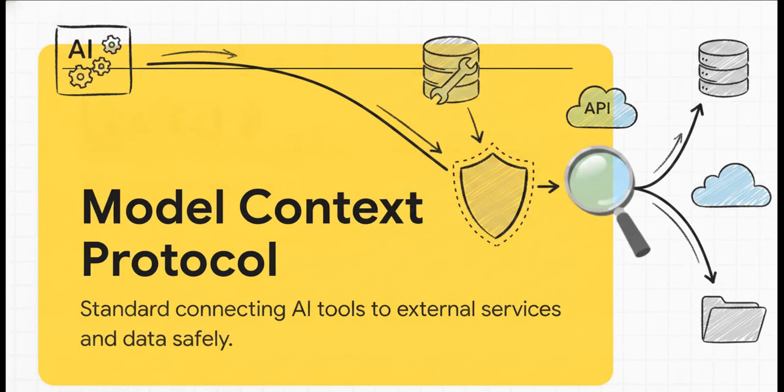But if you want to truly unlock that powerhouse potential, let me introduce you to the Model Context Protocol, or MCP. Think of MCP as the ultimate universal bridge. It's an open standard that allows your local AI agent to reach out and safely interact with external tools, external databases, and APIs. It completely breaks the AI out of its isolated text-only box.